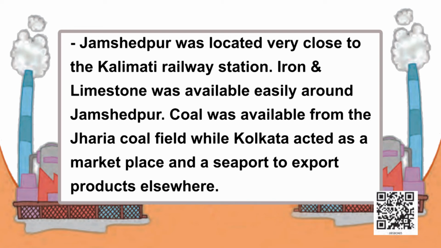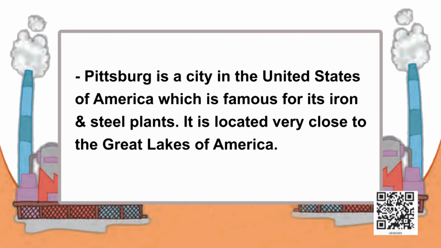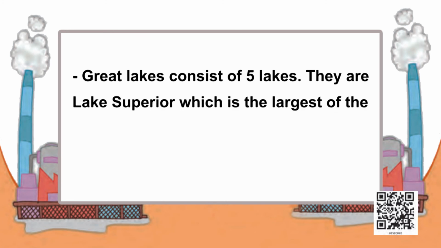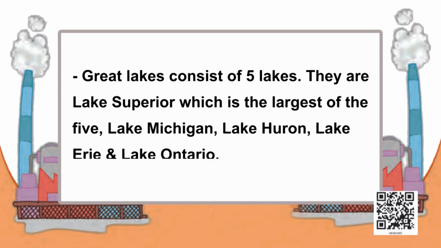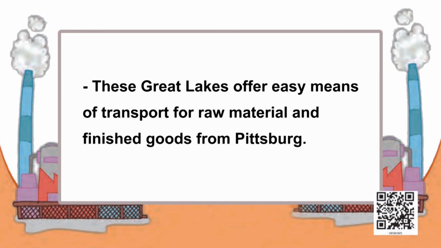Pittsburgh is a city in the United States of America which is famous for its iron and steel plants. It is located very close to the Great Lakes of America. The Great Lakes consist of 5 different lakes. They are the Lake Superior, which is the largest among the 5, Lake Michigan, Lake Huron, Lake Erie and Lake Ontario. These Great Lakes offer easy means of transport for raw materials and finished goods from Pittsburgh.